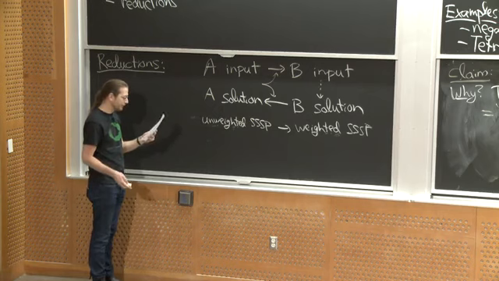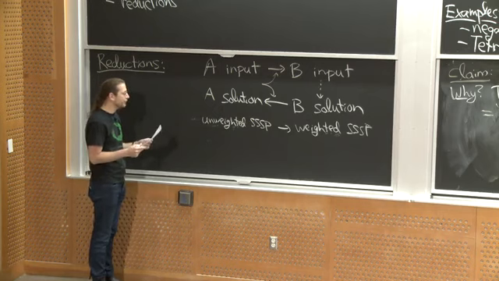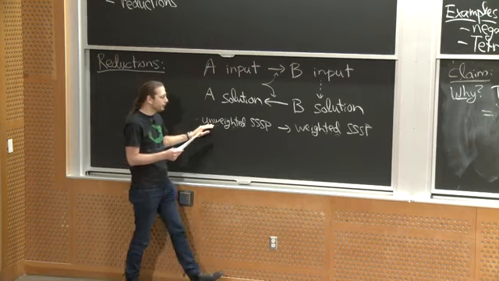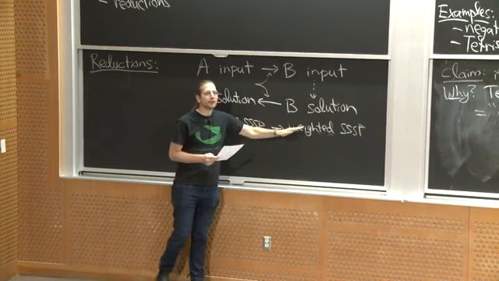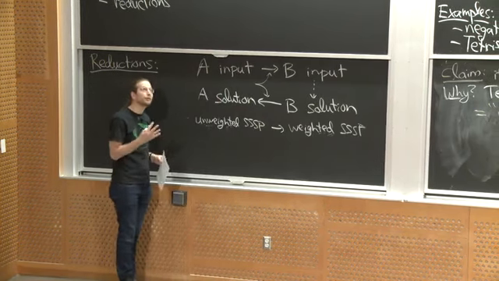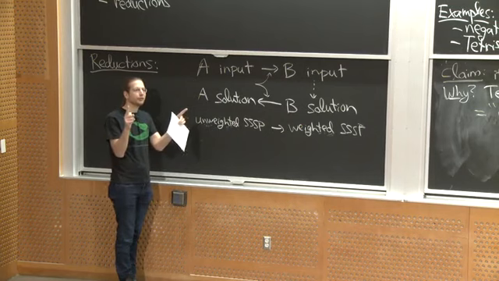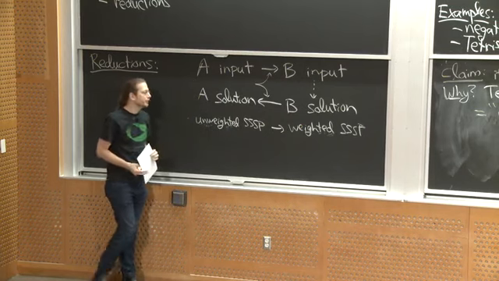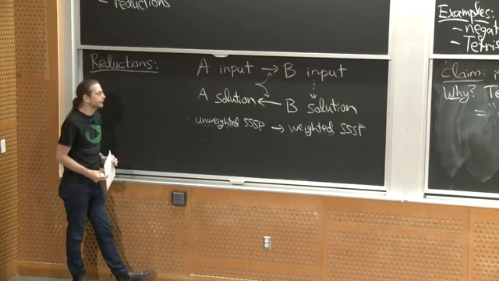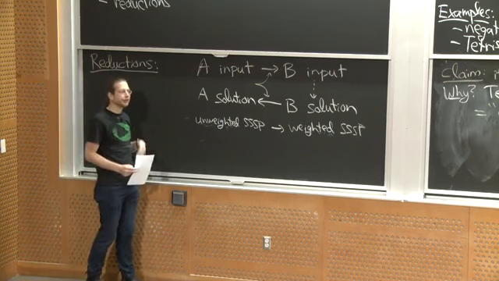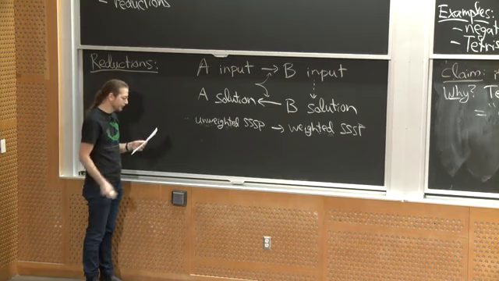Another one we've seen is if you have positive integer weights on the left, you can convert that to unweighted on the right by subdividing each edge of weight w into w edges of no weight. So that's maybe a little bit less efficient. It depends what the sum of the weights are.